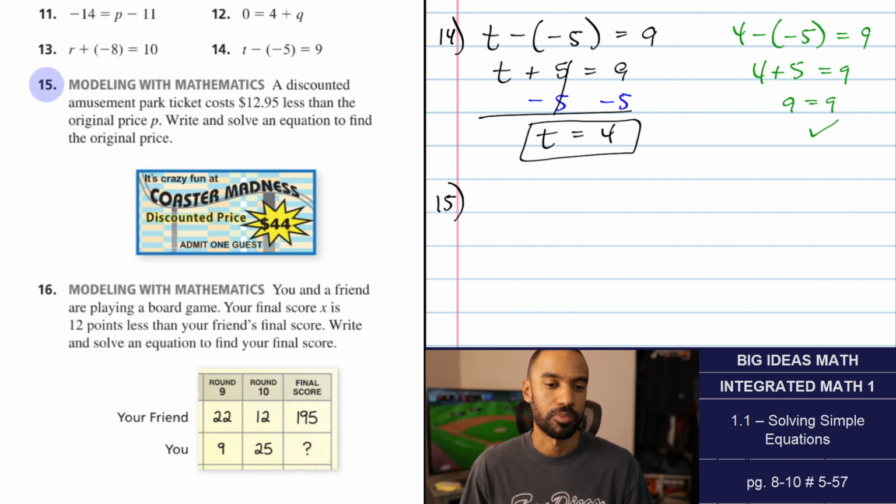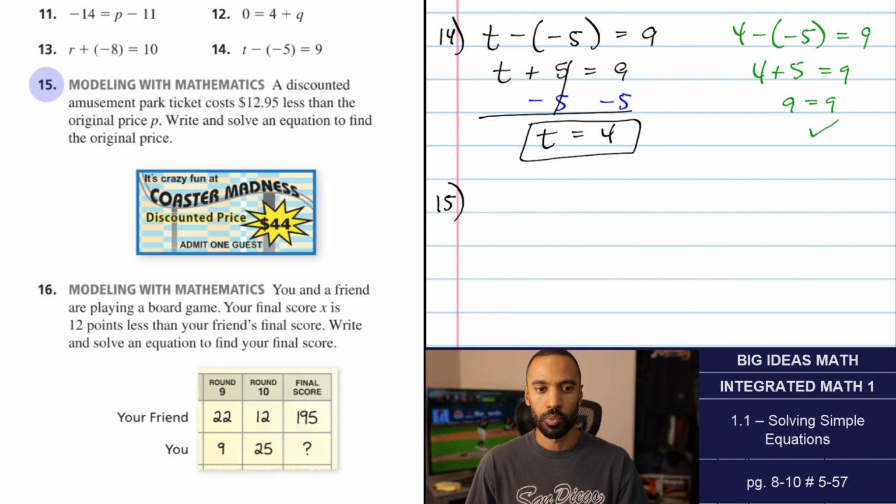These are real-life problems. A discounted amusement park ticket costs $12.95 less than the original price P. Write and solve an equation to find the original price. So in order to find this equation for the original price, we can see now the discounted price.